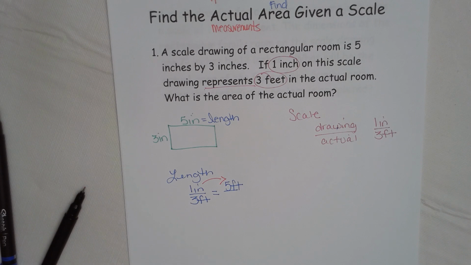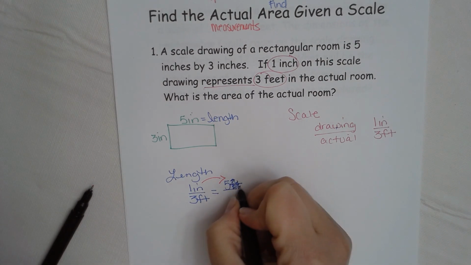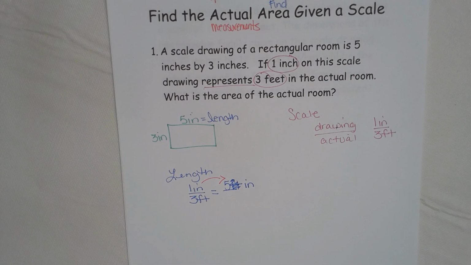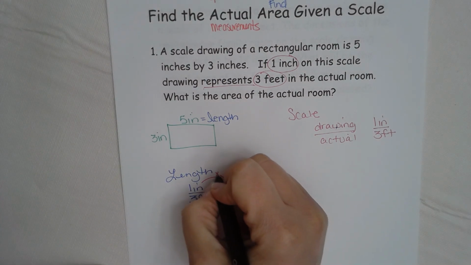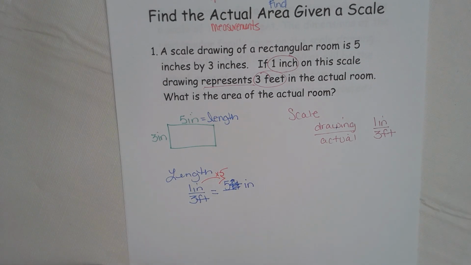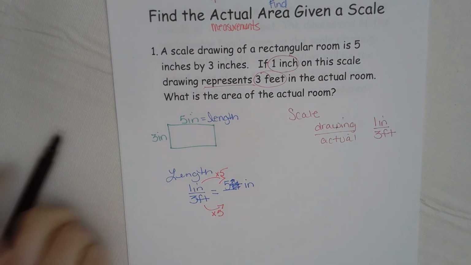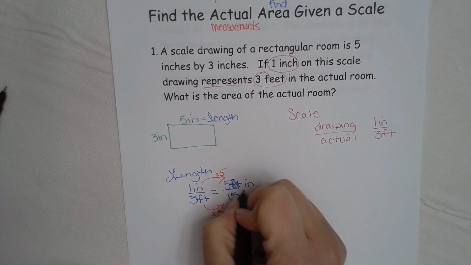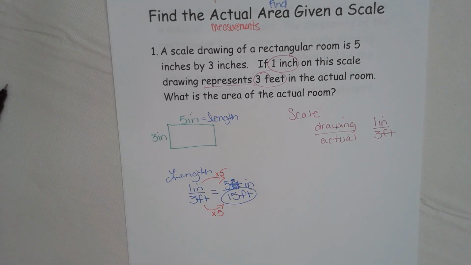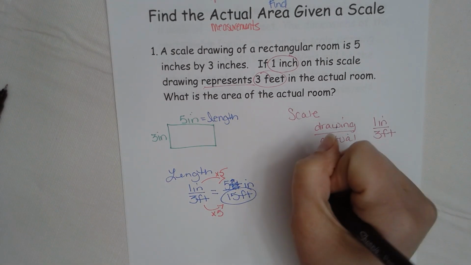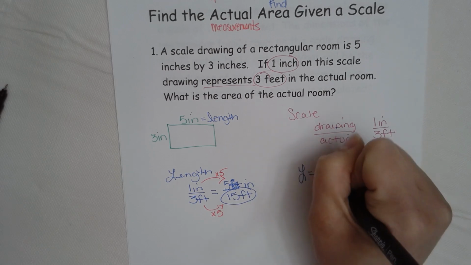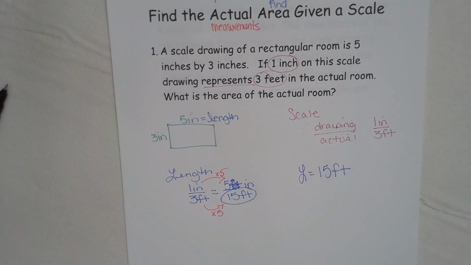Nope, not 5 feet. Ooh, you see what I just did there? Let me erase that. 1 inch. Sorry about that. So what is 1 inch to 5 inches? Well, we times by 5. So whatever we do to the top, we're going to do to the bottom. 3 times 5 is going to give us 15 feet. So we know that the length, or L, is 15 feet. So now I'm going to take a look at the width.